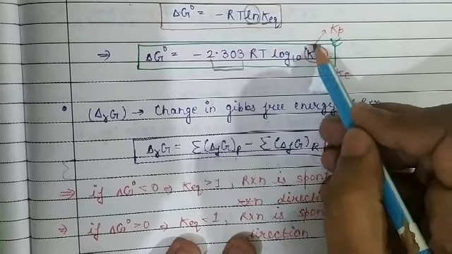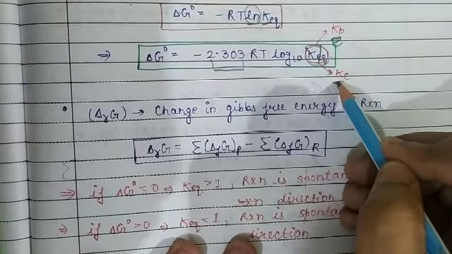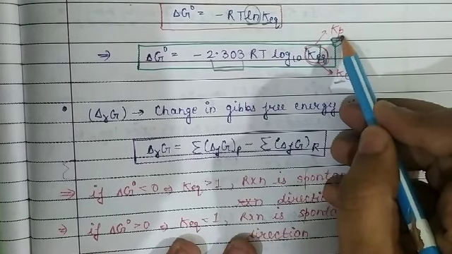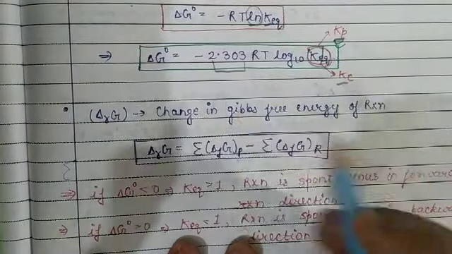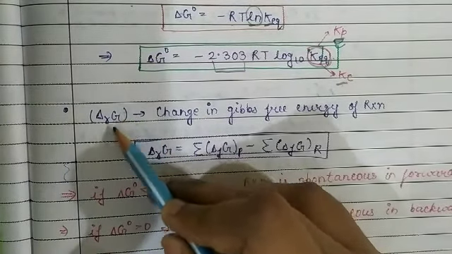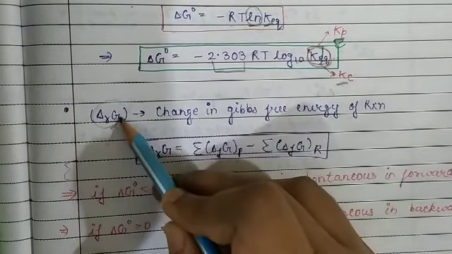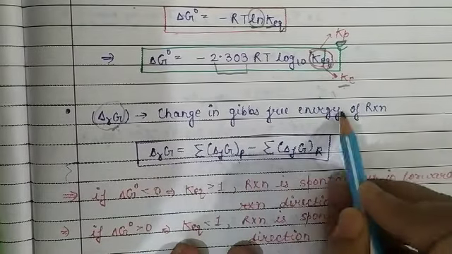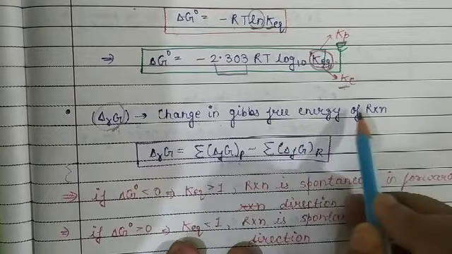And we know the equilibrium constant can be both Kp and Kc. Equilibrium constant can be Kp for pressures and Kc for aqueous solutions. Also, as we have studied in thermodynamics, delta G is the change in Gibbs free energy of a reaction.